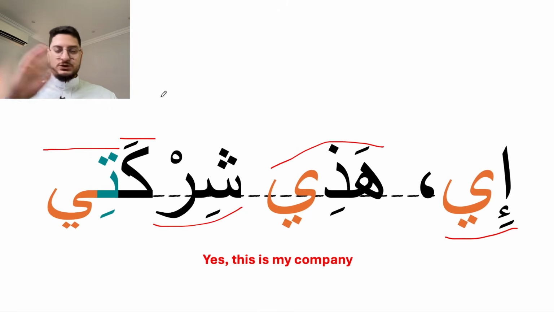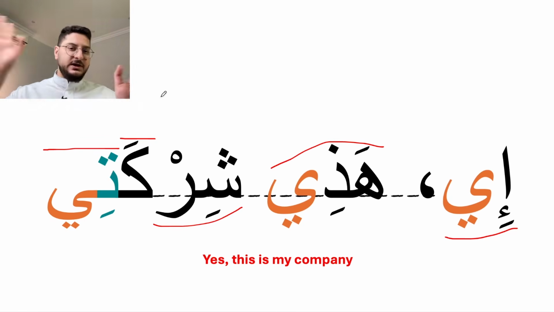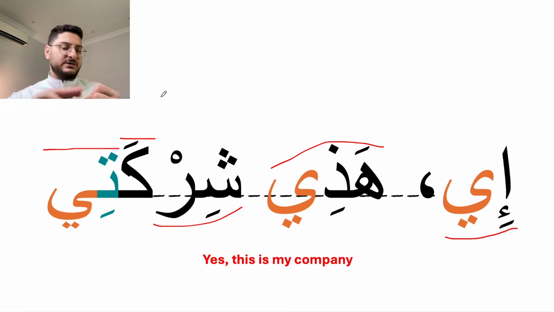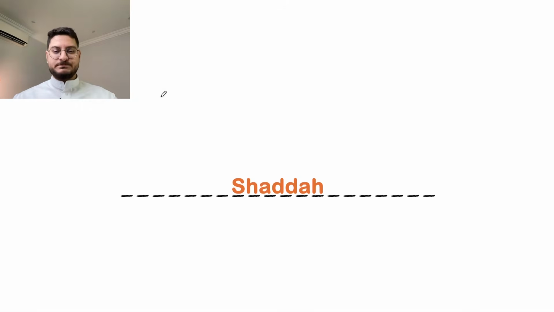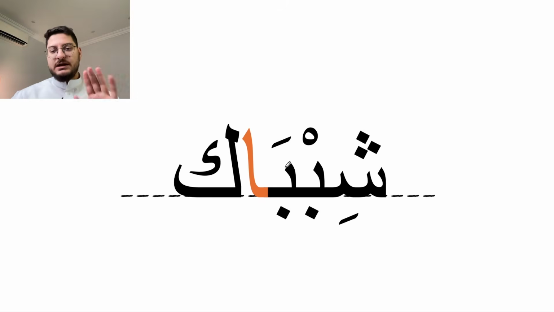And again, don't worry about the meanings, the words, or grammar rules. The only skill that I want you to really get right in this unit is the reading skill. Everything else, like the ta marbuta, how to say my, this, yes, and no, we will see in the coming units. Now, let's try to read this word, and let's start by splitting it into syllables.